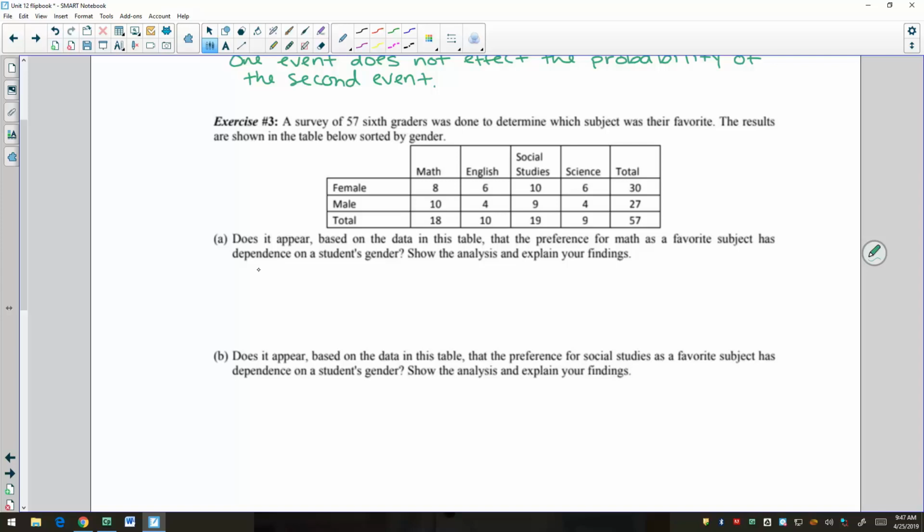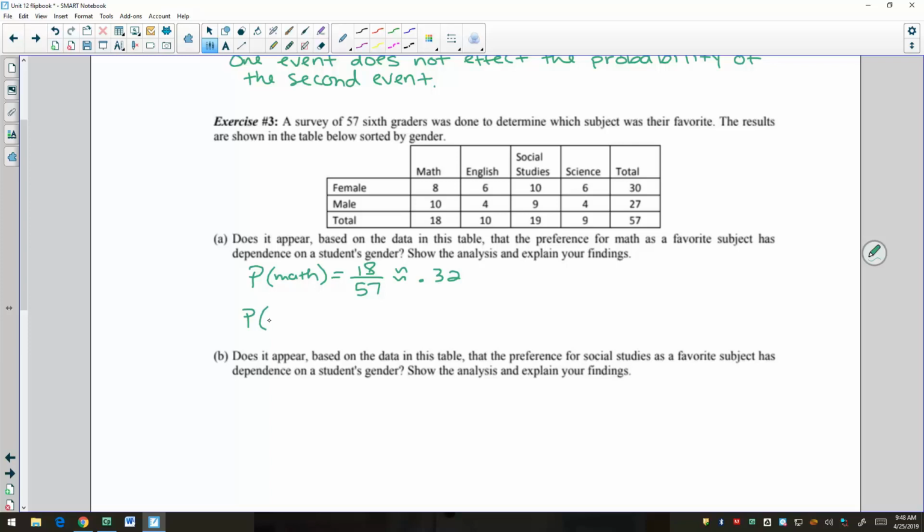The first thing we want to do is find the probability that math is their favorite subject no matter what their gender is. The probability that a student preferred math is 18 out of 57 total, which we are going to convert to a decimal so that we can compare it to the other probabilities. It's about 0.32. Now we're going to see if that will change given that we're looking at males and then given that we're looking at females. If it's truly independent, those will all be the same because it shouldn't matter if it's male or female. So let's take a look.